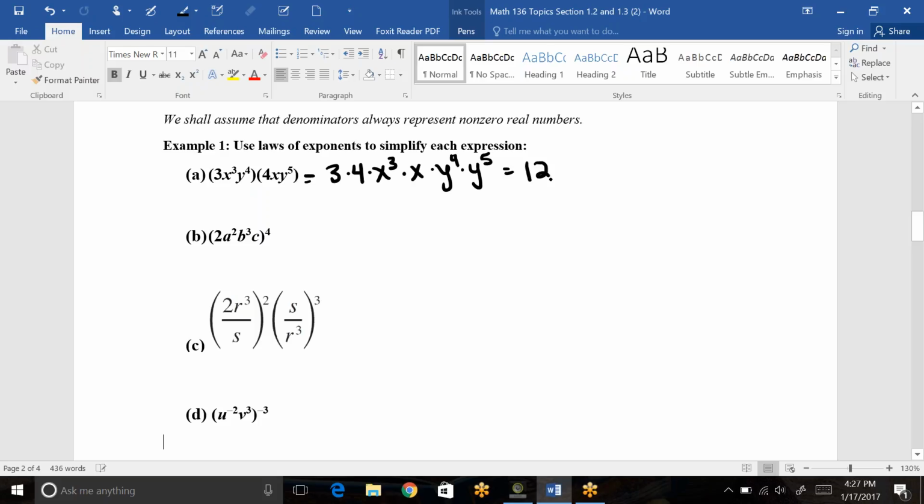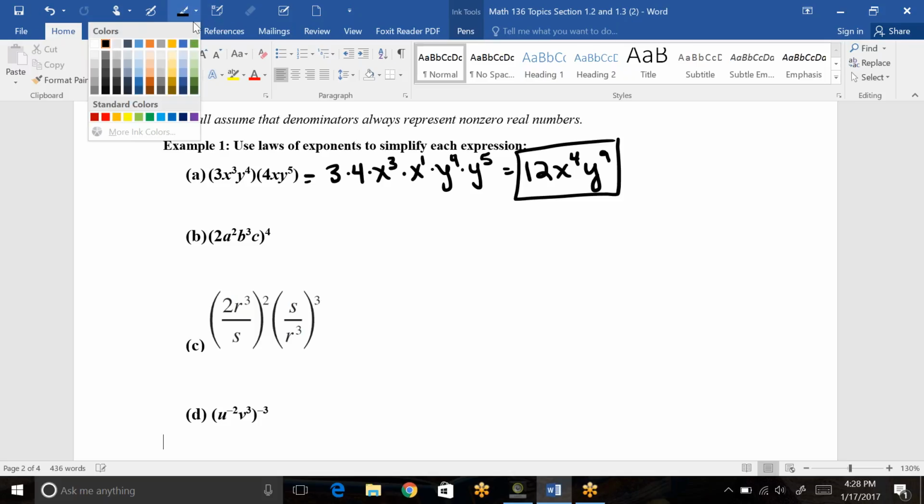So 3 times 4 is 12. This is 3 plus 1 more x, so that'd be x to the fourth. And 4 and 5 more would make 9. So 12x to the fourth, y to the ninth.